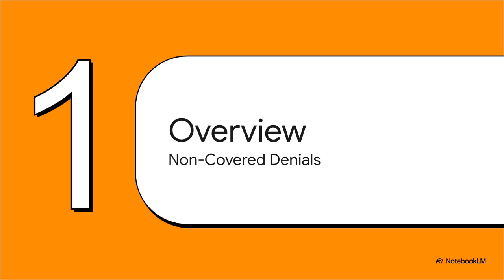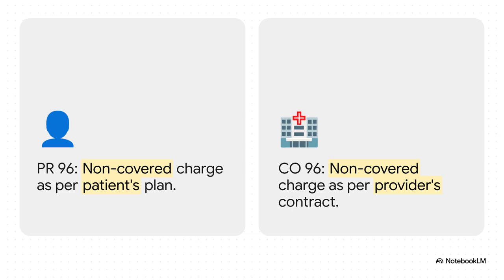Section 1, Overview of Non-Covered Denials. Let's get a really clear definition of what these actually mean when they pop up in our queue. Okay, so this is where we hit a massive fork in the road for your entire workflow. Both of these codes, PR96 and CO96, deal with non-covered charges, right? But the two letters at the front dictate exactly who is left holding the bag.